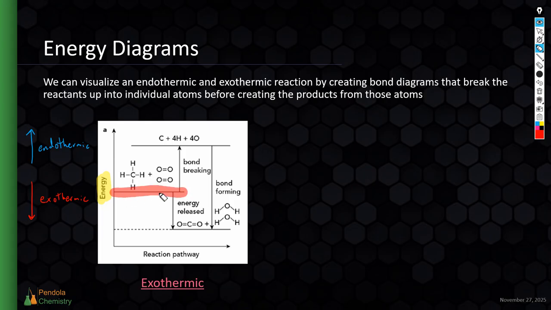Because if something's at a certain energy and then it releases energy, it means that it's going to come down to a lower energy state. That's why that energy is being released.